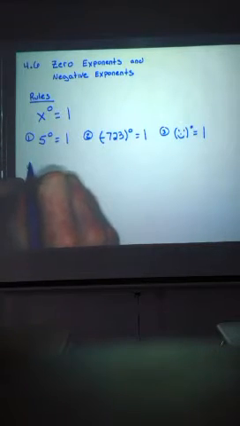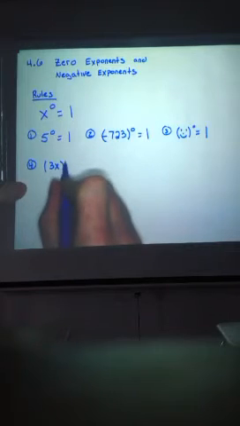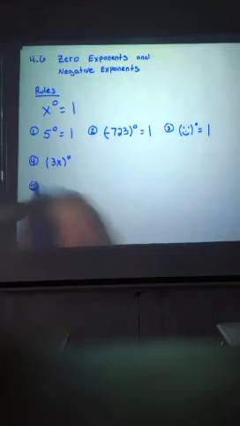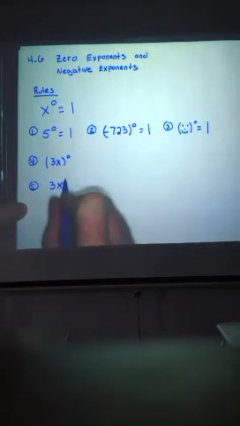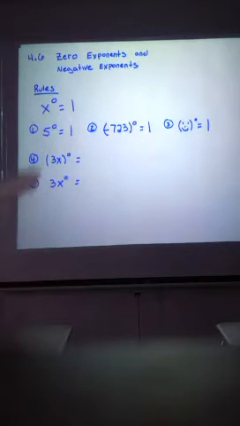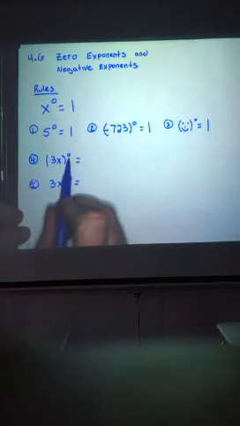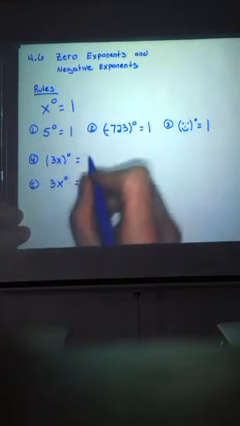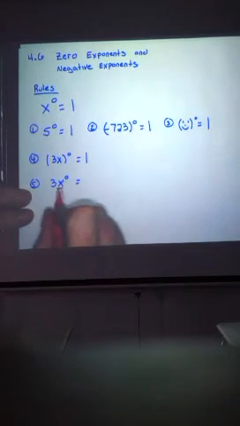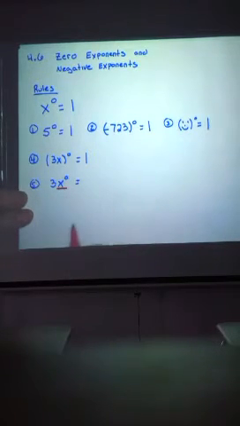There are some cases we have to look at though. If I were to take 3x in parentheses and raise it to the 0th power, or if I were to take 3x to the 0th power without parentheses, they do have different answers. With the parentheses, everything in the parentheses is raised to the 0th power, and so anything raised to the 0th power is 1. Where if we have 3x to the 0th power, only the x is being raised to the 0th power, and the 3 is not being raised to the 0th power.